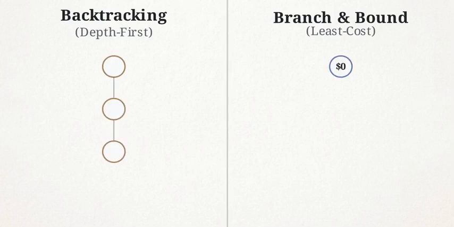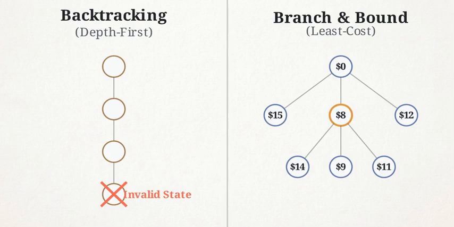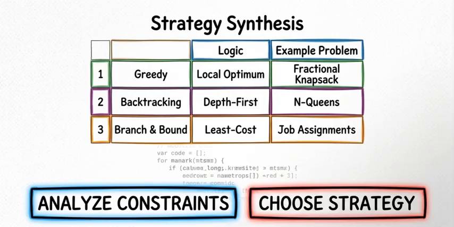The 4 queens backtracking tree is tall, driven by depth-first navigation, while the worker job tree expands horizontally via least cost paths. Backtracking halts upon an invalid state. Branch and bound halts when a cost limit is exceeded. This table synthesizes the 3 approaches. Greedy algorithms rely on local optimums for problems like the fractional knapsack. Backtracking uses depth-first logic for constraint puzzles like n queens. Branch and bound uses least-cost logic for optimization tasks like job assignments.